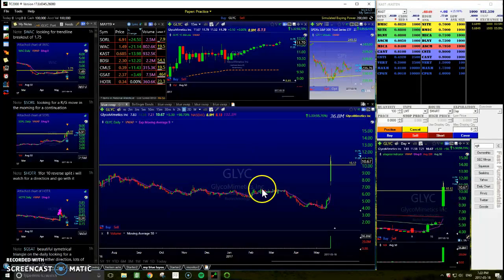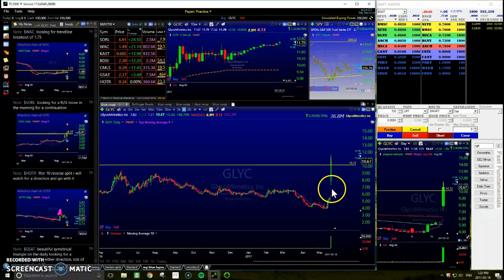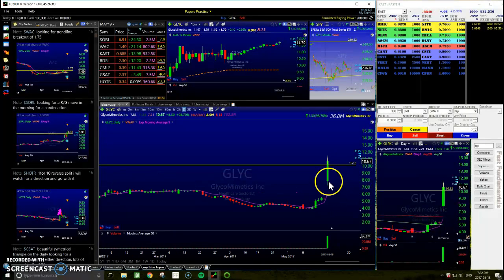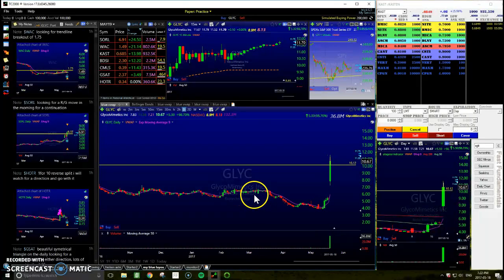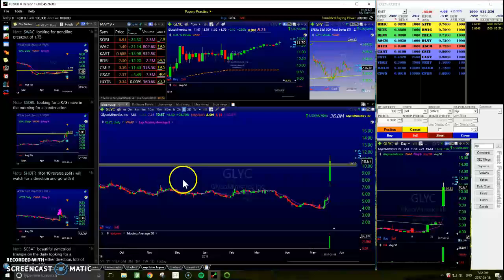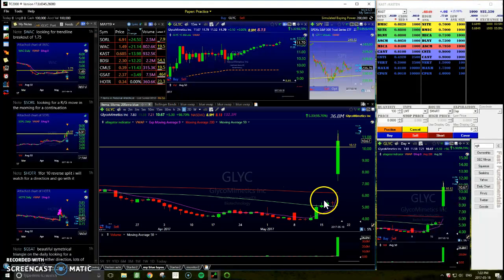So you're going to take a look at that, and this is where it opened up. So it's gapping up in this area here, right? So you'll take a look at that, and you want to make sure that it's not gapping up into any major resistance areas or anything like that. You want to make sure, let me pull up my other chart here. You want to make sure that it's gapping up above and over all of these moving averages.